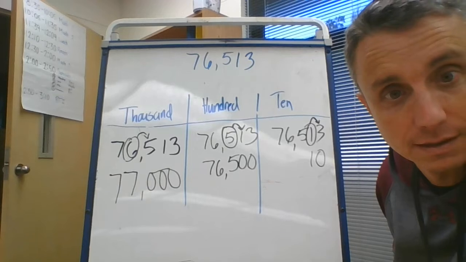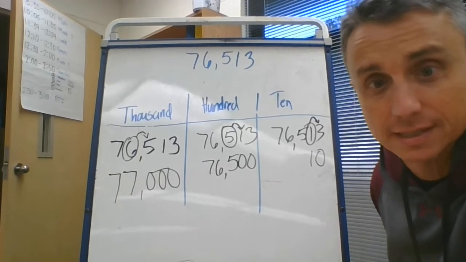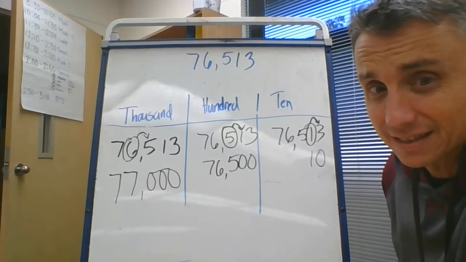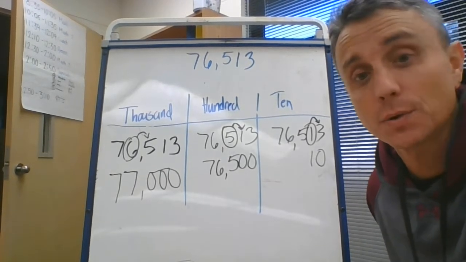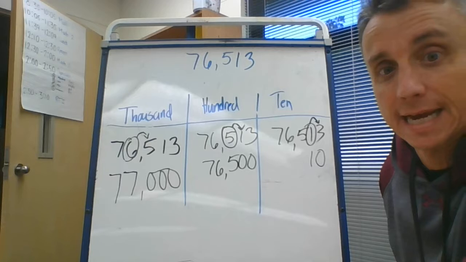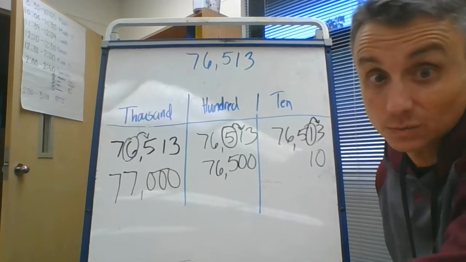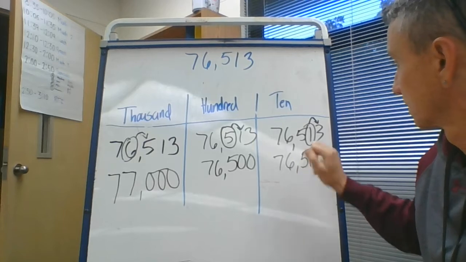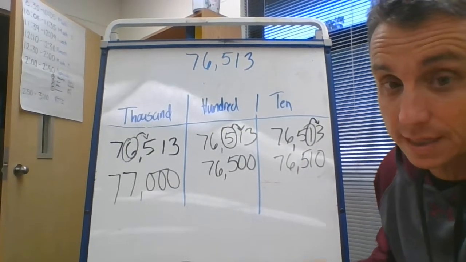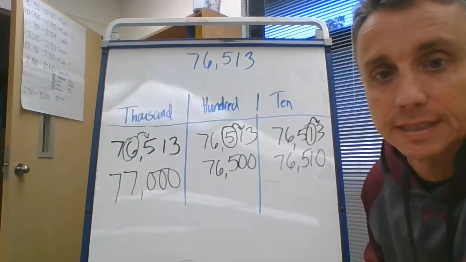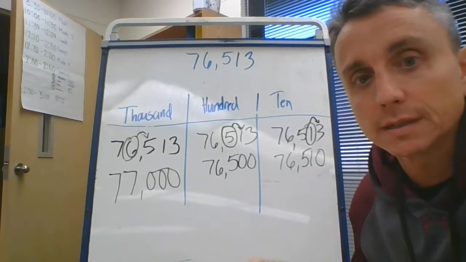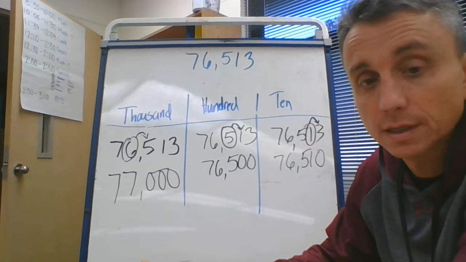Am I done? I think not. Is it reasonable to say 76,513 rounds to 10? I don't think so. So we're going to go ahead and drop the rest of the digits down that we haven't used, and we're done. Is it reasonable to say 76,513 rounded to the nearest 10 is 76,510? Yes, of course it is.